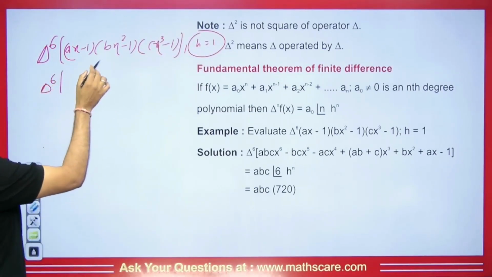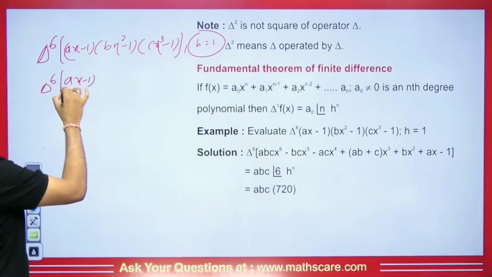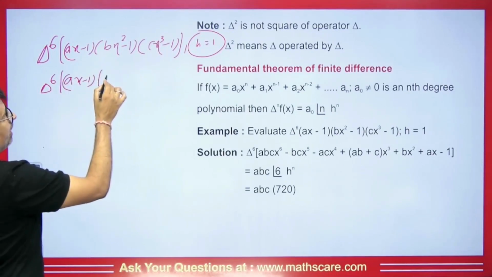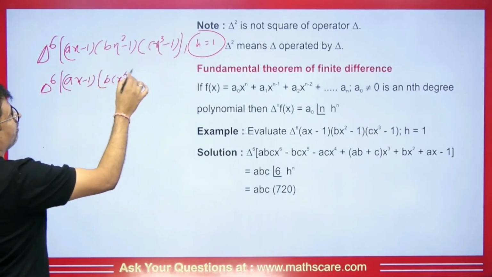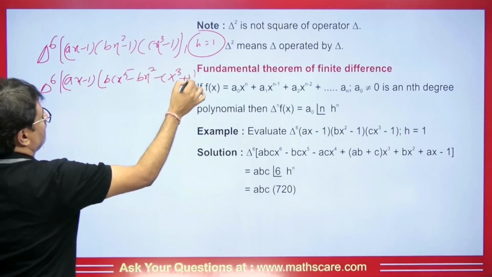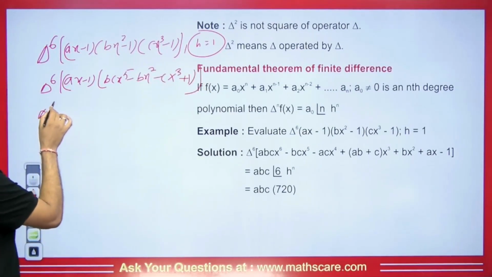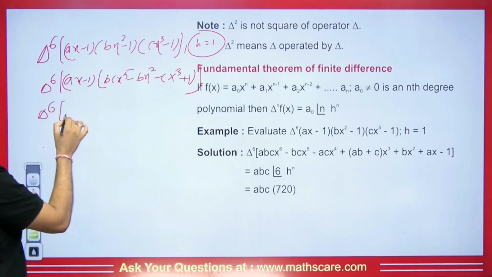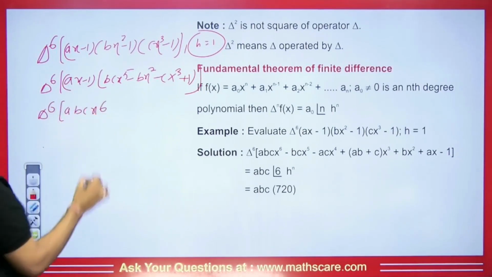So Δ⁶ I will leave as it is, and I will multiply this inside, right? This will come inside. So what is this? It's bcx⁵ minus bx² minus cx³ plus 1. This is the value here, and then multiply it. So when this is multiplied by this, it will be abcx⁶, right?